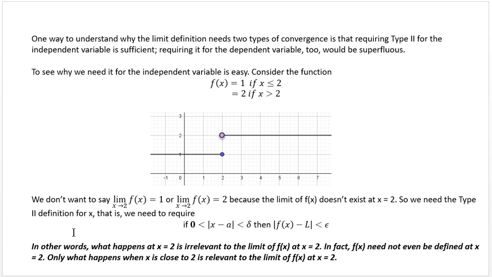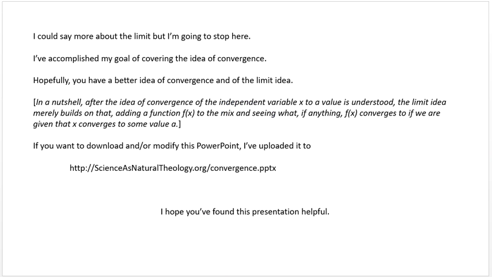So now you have to think about that a bit maybe, but here's the upshot of all this. What happens at x equals 2 is irrelevant to the limit of f of x at x equals 2. What happens at x equals 2 is irrelevant to the limit as x approaches 2. In fact, f of x doesn't even need to be defined at x equals 2. Only what happens when x is close to 2 is relevant to the limit at x equals 2. Okay? Well, I could say more about the limit, but I'm going to stop here. I think I've accomplished what I wanted to say about convergence. Hopefully you have a better idea of convergence and of the limit idea.